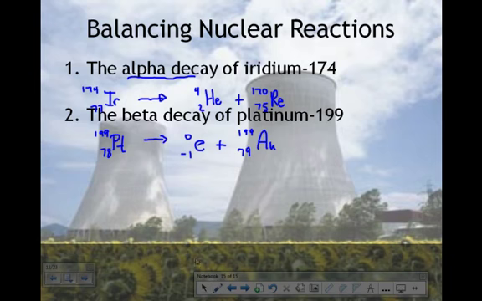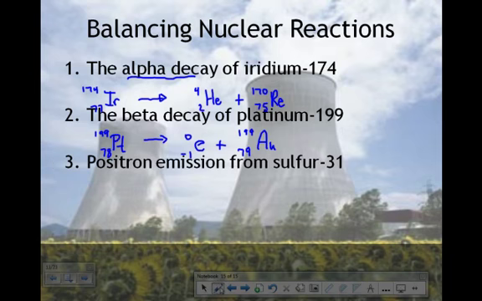Let's do another one. Number 3. Oh, come on. Here we are. A positron emission from sulfur. All right, sulfur 31. And sulfur's atomic number is 16. It's right under oxygen. And we're going to emit a positron. So that means it's an electron with a positive charge. So what else do we get to have? 31 on top. And if we take a 1 here, away from 16, we would get particle number 15.